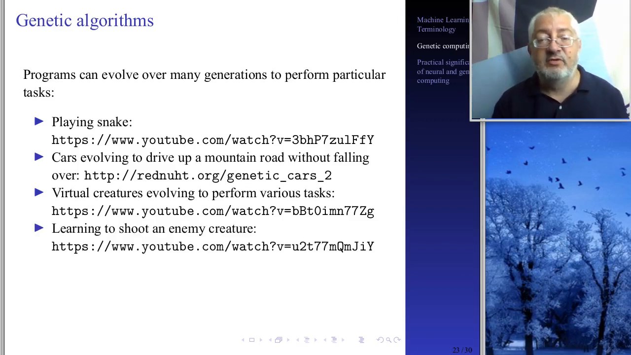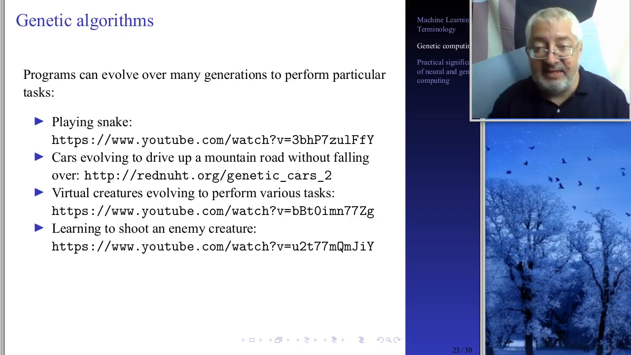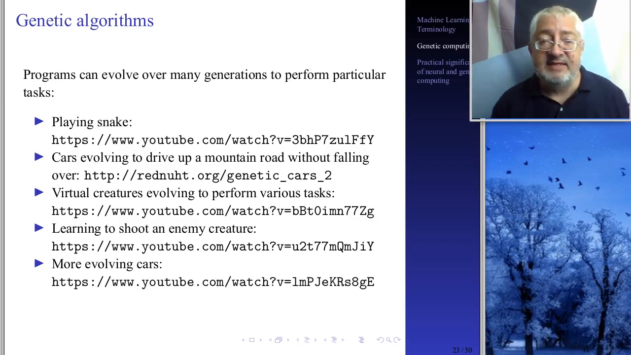And the next one, also learning to shoot an enemy creature. This is a video of somebody who has created a genetic algorithm to optimize the fighting abilities of two programs that fight against each other. The program has to learn to avoid being hit, and at the same time it has to learn to hit the other program. And more evolving cars. So just look at these links here, try them out, and you will see that it's a lot of fun to play with these things.